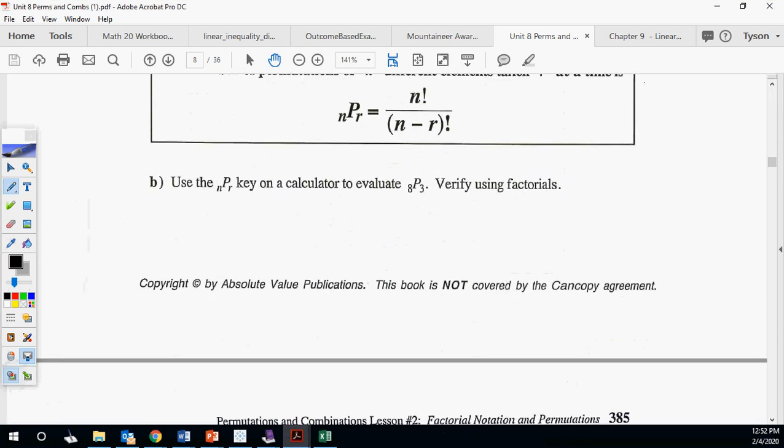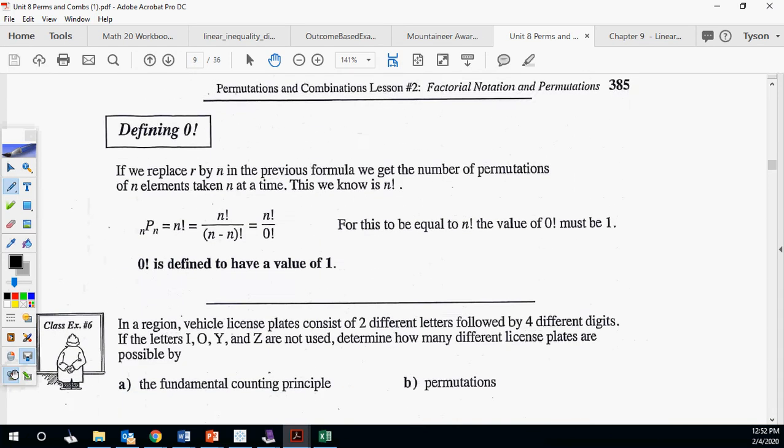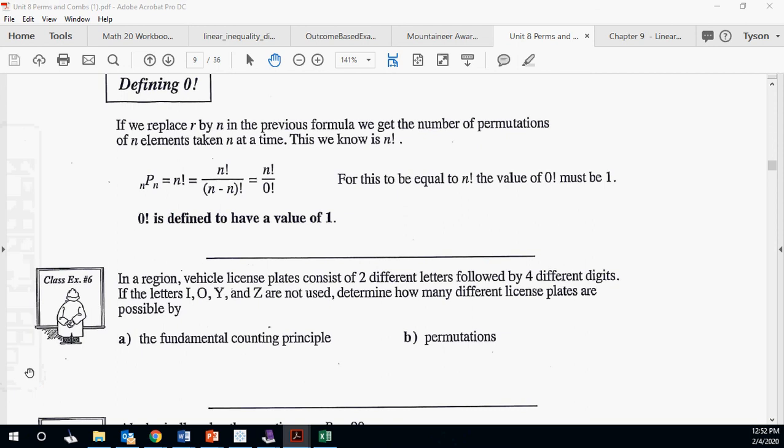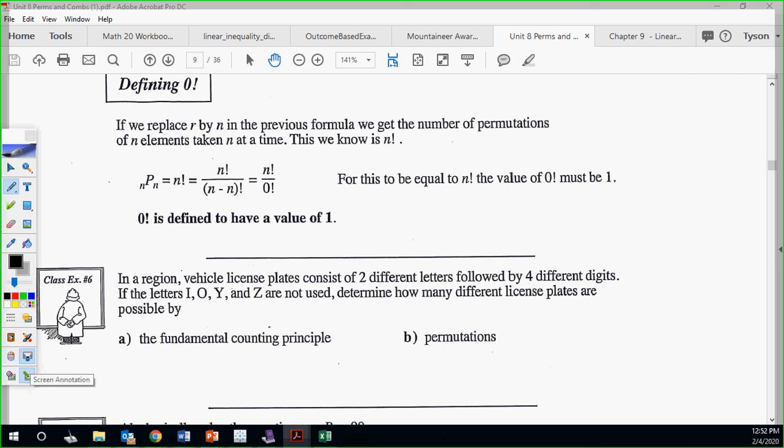All right, so we did this already. You guys already did that. Okay, defining this. So 0 factorial. 0 factorial is the value of 1, not 0. Okay, it's the value of 1, not 0. Because for this to be equal to n factorial, the value of 0 factorial must be 1.